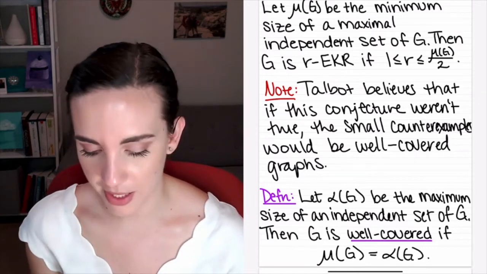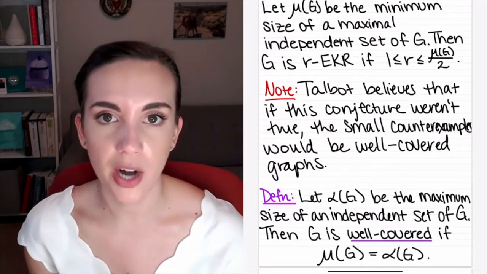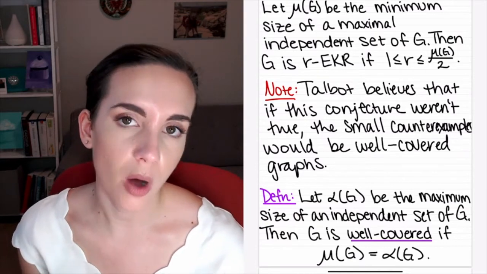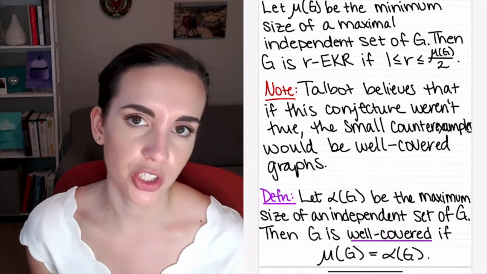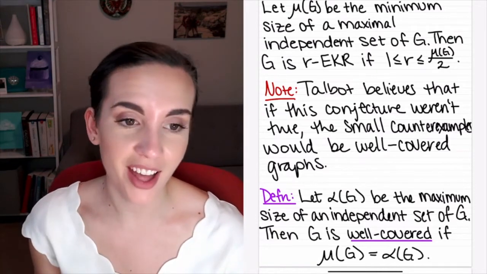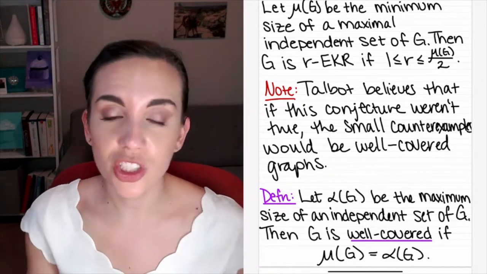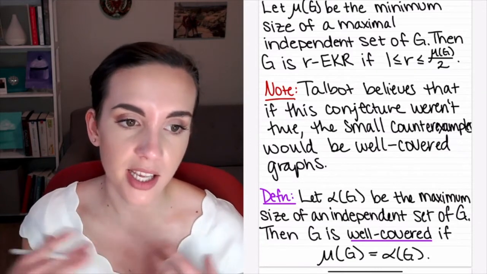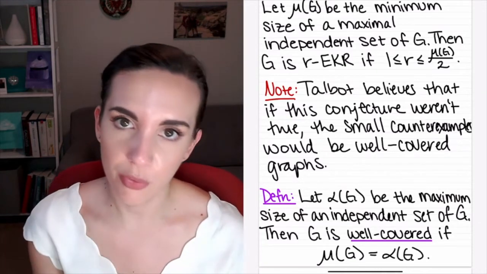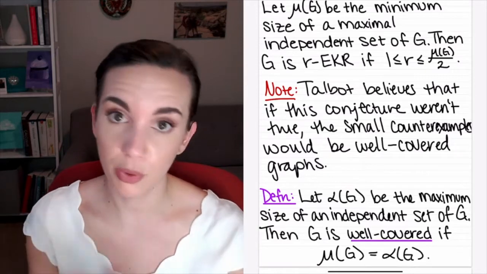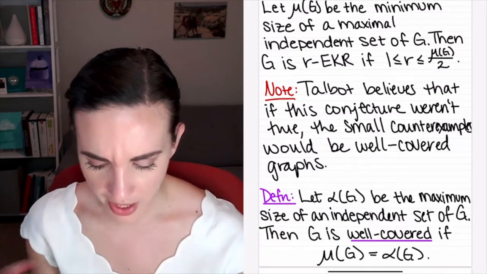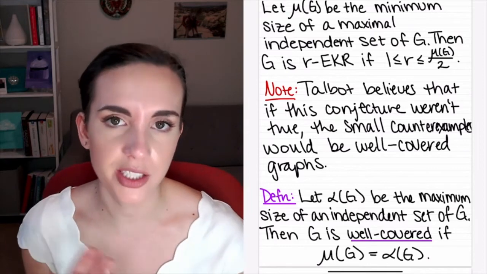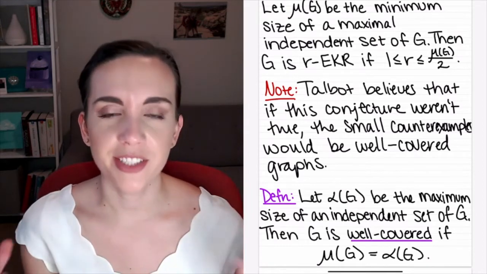So Talbot believes that these well-covered graphs would be the smallest graphs that break this conjecture. So one thing that we should be thinking of then is, let's just study well-covered graphs and see if we can prove that they are EKR, or if we can disprove that they are EKR. And so that means that we really need to understand well-covered graphs and their properties.